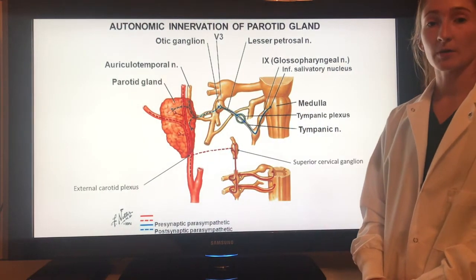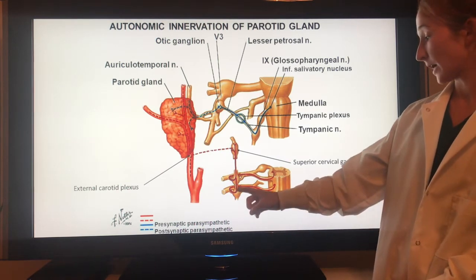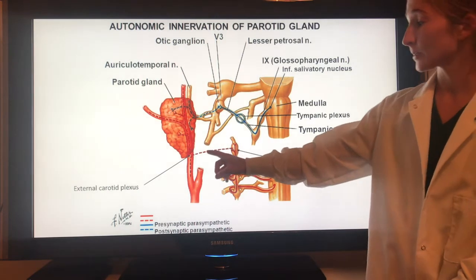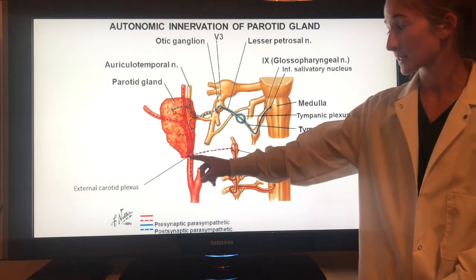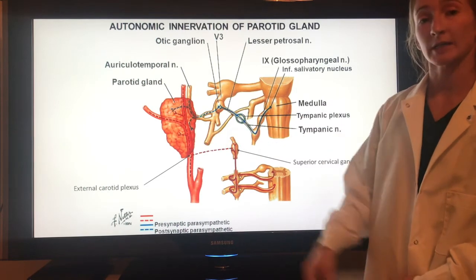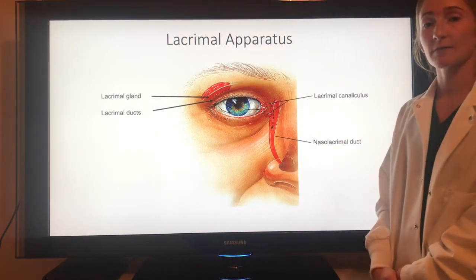Sympathetic innervation of the parotid gland decreases secretions. Presynaptic sympathetic fibers are conveyed to the superior cervical ganglion. Postsynaptic sympathetic fibers are conveyed to the external carotid plexus, where they follow the external carotid artery to convey to the parotid gland. The lacrimal apparatus is responsible for keeping the surface of the eye moist.